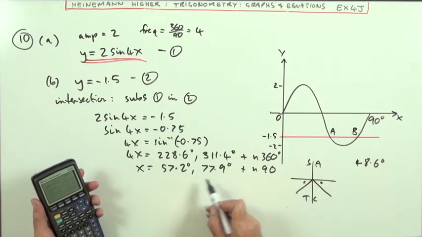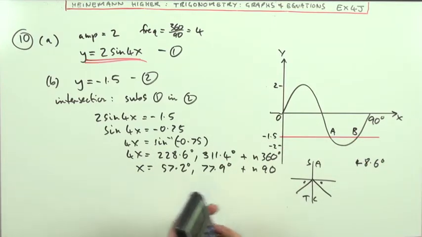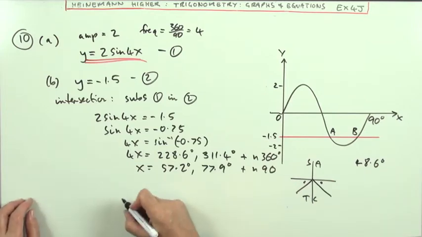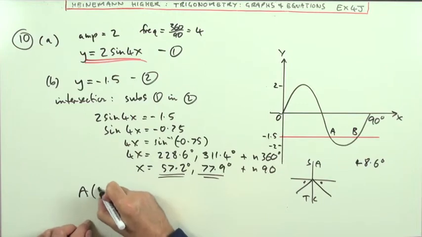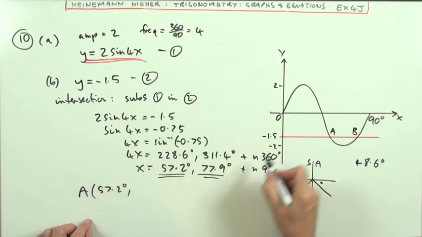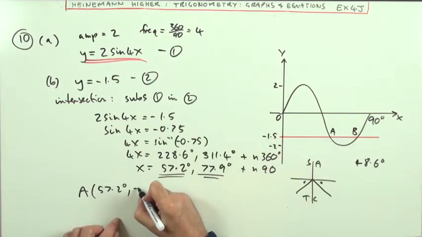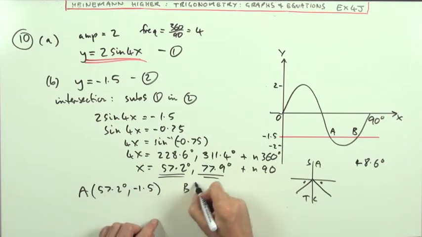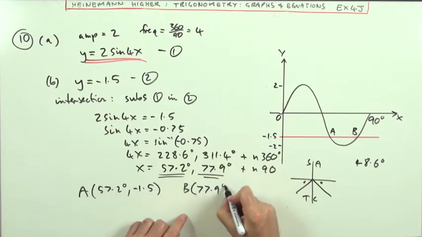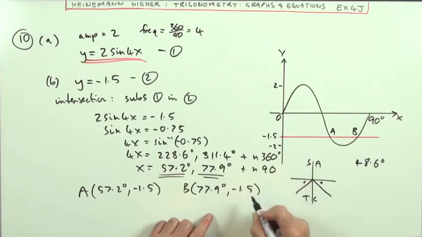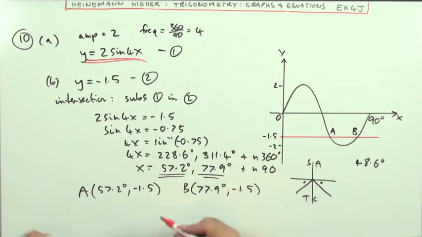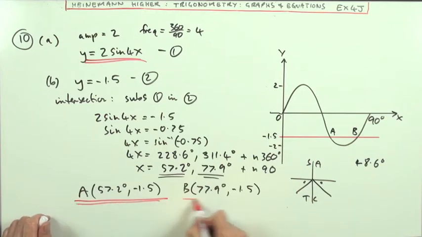So those are the two answers. So that must be A and that must be B. Stating it explicitly then, A will be the first of them, 57.2 degrees along, and they're both at negative 1.5 for the y coordinate. B at 77.9 degrees along and negative 1.5 again for the y coordinate. So there are the 2 points of intersection.